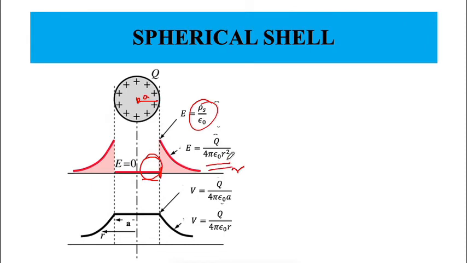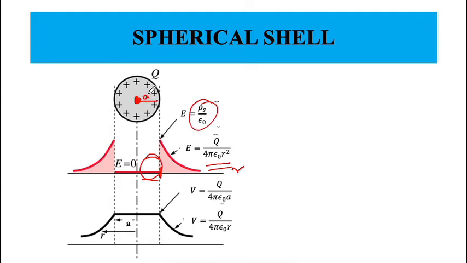If you are very far away from the spherical cell, the field essentially goes as 1 by r square, and the entire charge would look as though it is coming from the center of the spherical cell. So it looks like the entire charge that is actually distributed on the surface is concentrated at a point at the center of the cell.